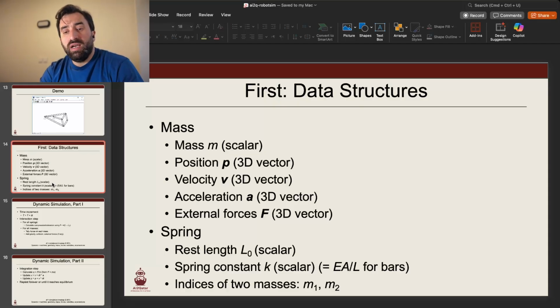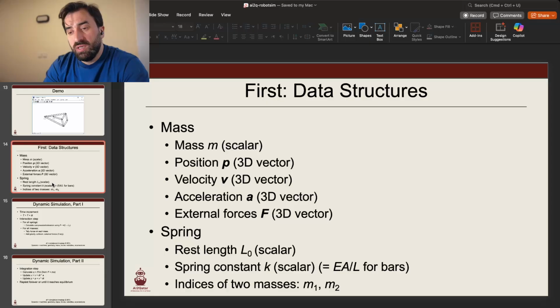For the spring, you have a rest length, L0, which is a scalar. You also have a spring constant K, which is another scalar, equal to E times A divided by L for bars. And we have indices for the two masses, M1 and M2.